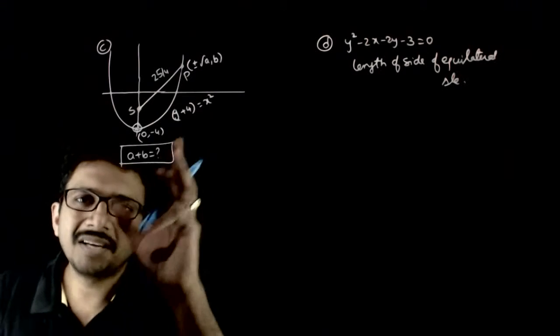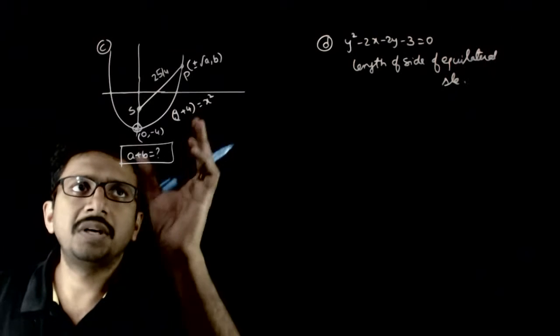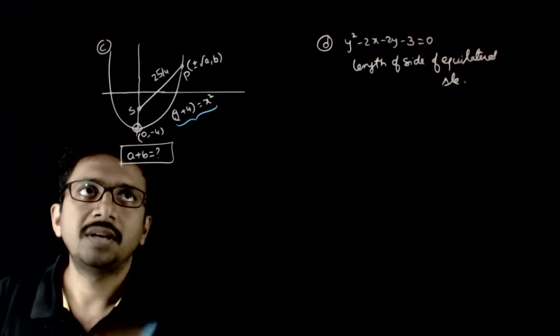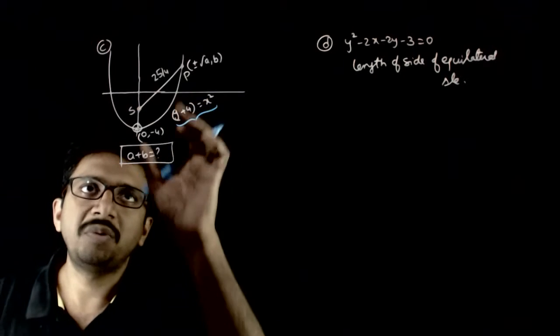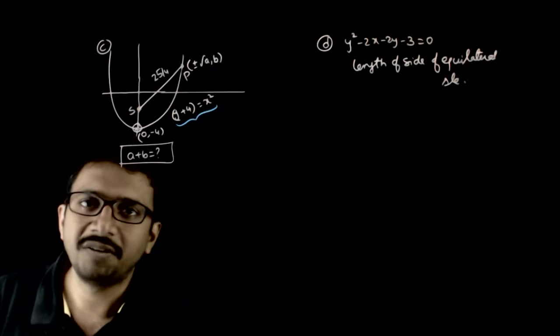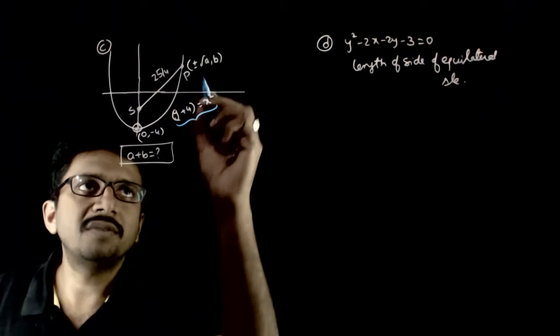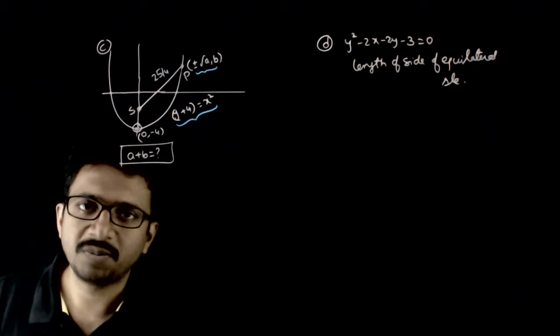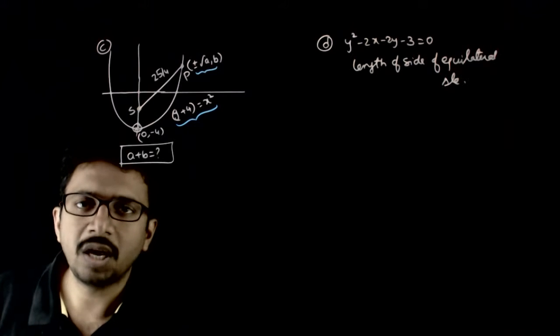So now if you look at the third statement: given a parabola y plus 4 is equal to x square, and given that you have a point P on this parabola whose focal distance is 25 by 4, and P is of the form plus or minus root a comma b. If that is so, what is a plus b? So now how do we do this?